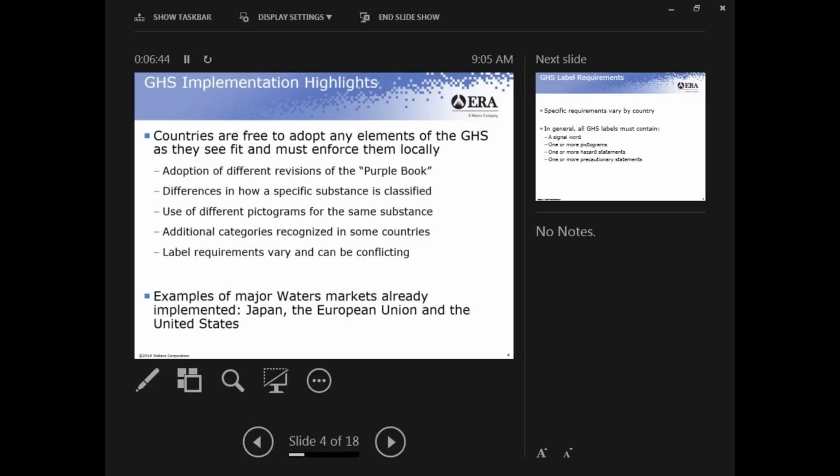Some of the markets that we have already implemented are Japan, the European Union, and the United States. We're working on the other major countries that have implemented GHS. And one note here is that not all countries have implemented GHS. If you take a look at the country of India, India is thinking about it. They have other regulations on the books that look at things similar to GHS, but they have not implemented the GHS Purple Book.